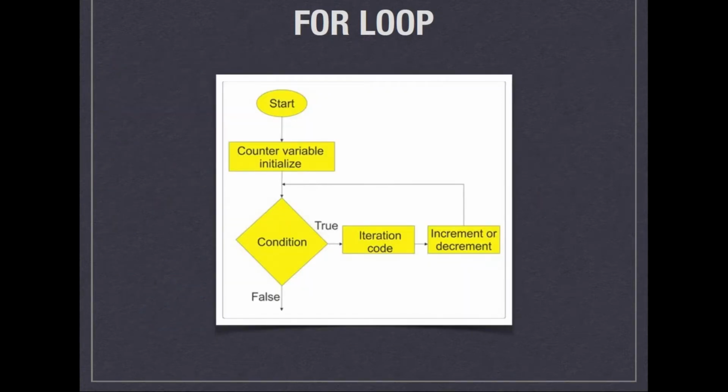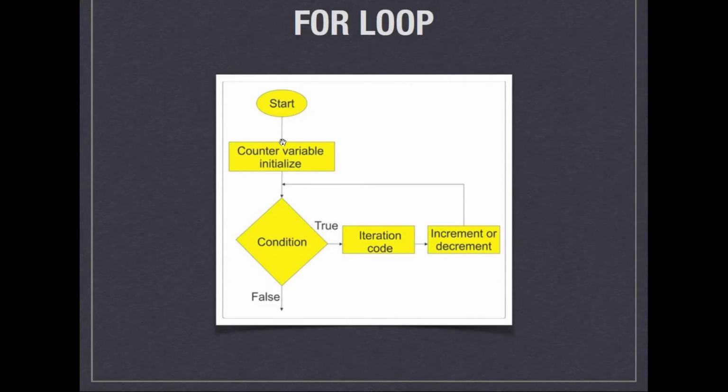The way this works is that at the start, the temporary variable is created once, and it's only looked at one time. Then the condition is checked, the Boolean test condition. After that, we have the conditional iteration code, the body of the loop. Once that is done, we increment or decrement, because you can go either way with this. Then we go back to the condition again.